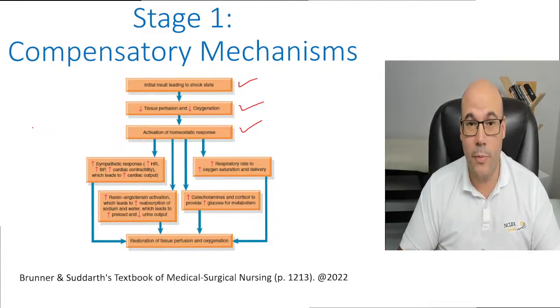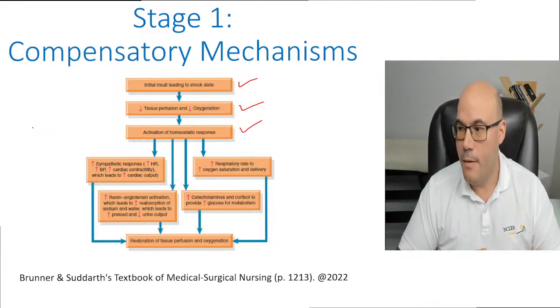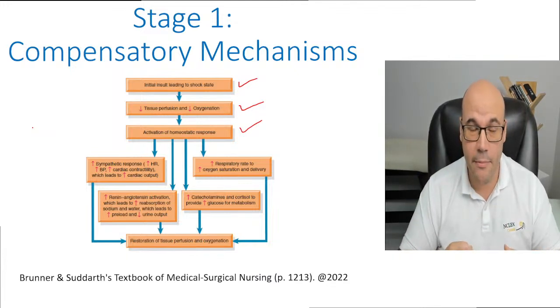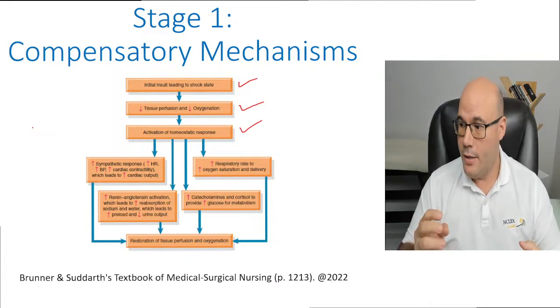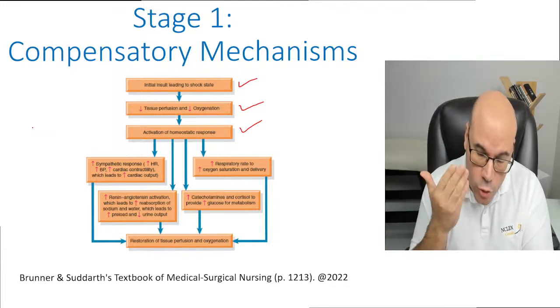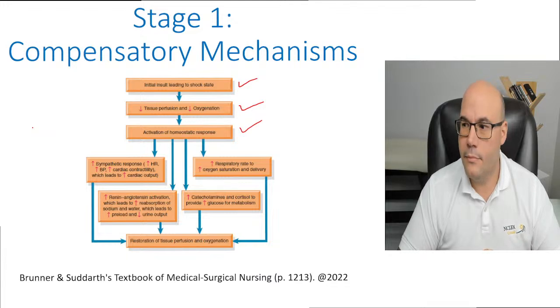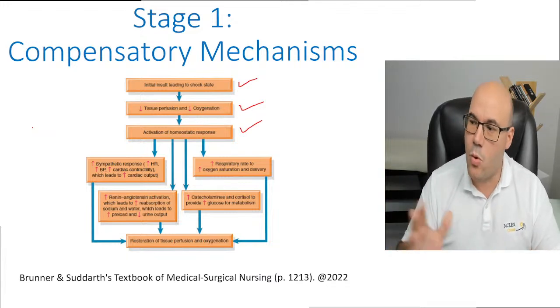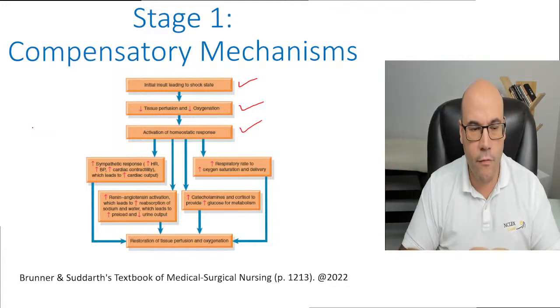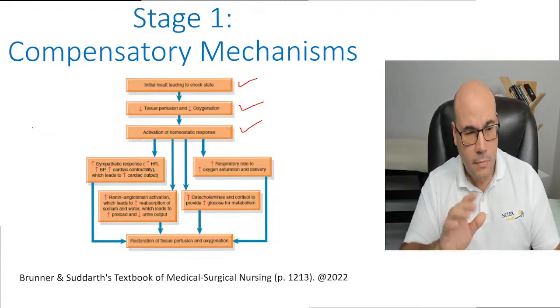Now, is this going to be forever? No, because this compensatory mechanism has a threshold. There comes a time that the heart cannot do any more, the lungs cannot do any more, and the kidneys can no longer compensate. So we have to treat the problem. But this is what happens in stage 1 of shock. Compensatory mechanisms are involved to help compensate for the condition. Does that make sense?